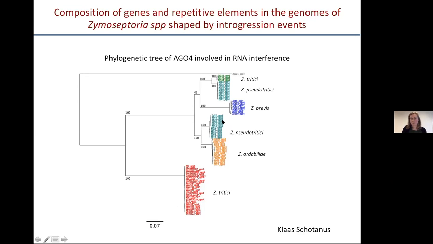And you see also here Septoria tritici clustering with Septoria adabila. So maybe this reflects a region that is very frequently involved in or experiencing this type of introgression. And I also want to say that when Klaas was working on this, we were often discussing what we could be doing wrong with our phylogenetic analysis or our alignment, because this just cannot be true.